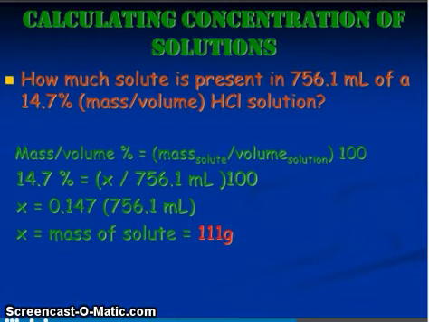Now how much solute is present in 756.1 milliliters of a 14.7% mass volume HCl solution? Mass volume percentage is equal to mass of solute over volume of solution, times 100. 14.7% is equal to x divided by 756.1 milliliters, times 100. So x is equal to 0.147 times that volume, and you can calculate x, the mass of solute, as 111 grams.